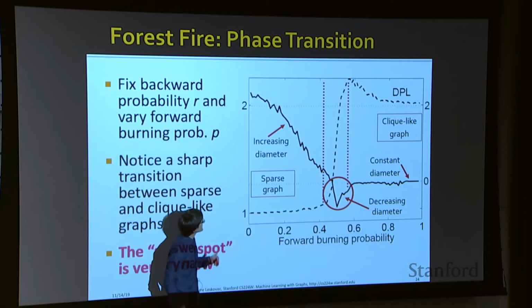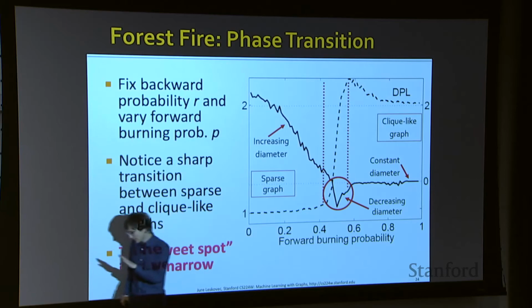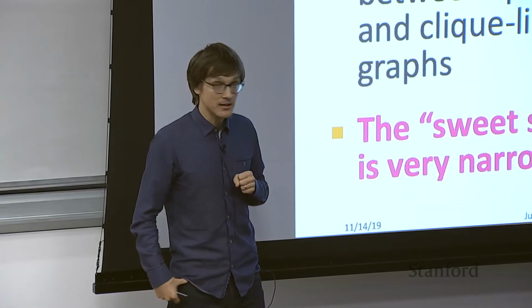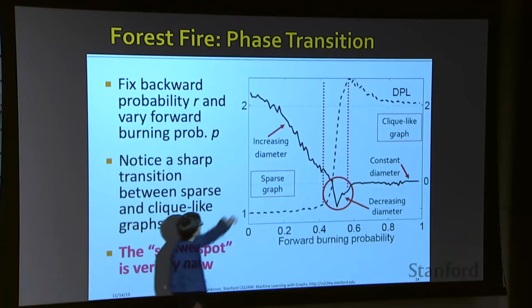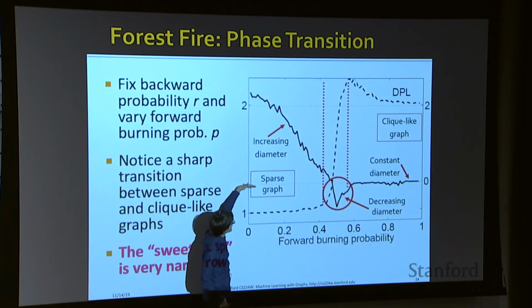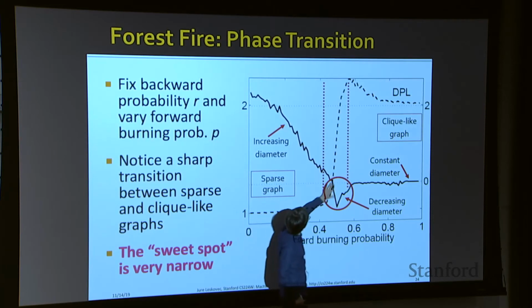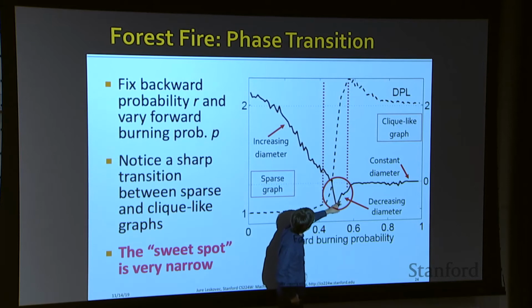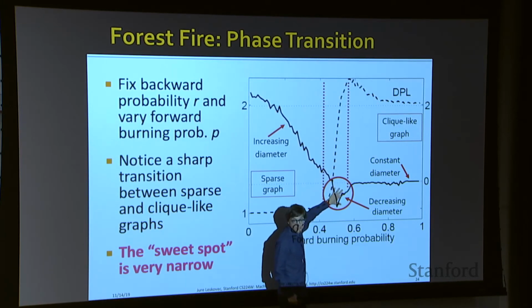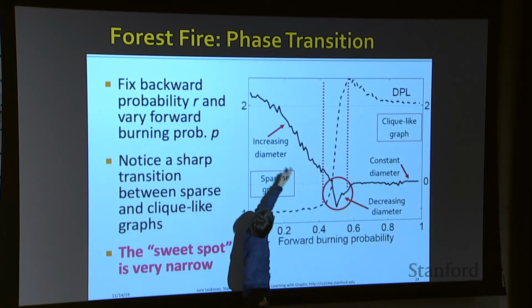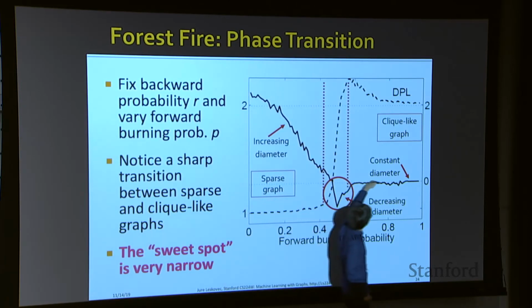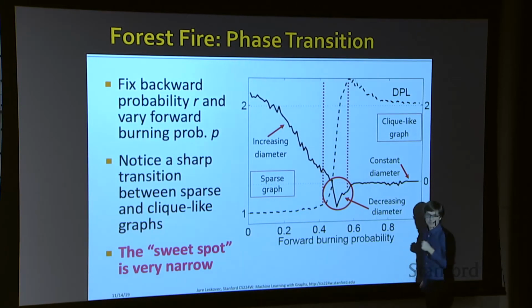The way to think of this is, we fit some way to characterize whether the diameter is increasing or not. If it's above this line, the diameter is increasing. If it's below, it's decreasing. And again, you see that in this regime, when we get some interesting densification, also the diameter of the graph tends to decrease. Here, it's slowly increasing. And then if it's at zero, it means it's constant.